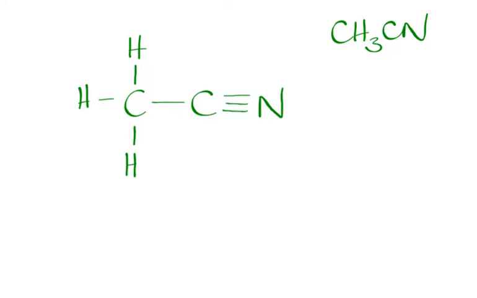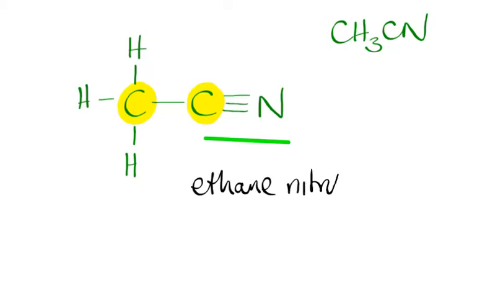CH3CN. You can see that I've drawn out the displayed formula for it. We can see that there's a triple bond between the carbon and the nitrogen. So this is the nitrile group, which is the functional group. This particular nitrile just has 2 carbons in it, so it's the simplest possible nitrile that we can have, and having 2 carbons, that makes this one ethane nitrile.